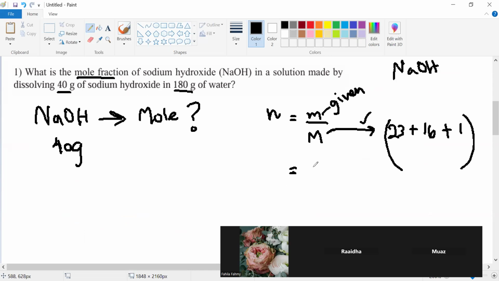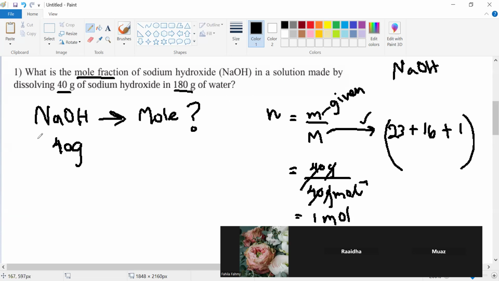40 grams divided by 40 grams per mole, the molar mass. Grams get cancelled for grams. 40 divided by 40 is 1. So the mole minus 1 goes up. It becomes 1 mole. So in 40 grams, there is 1 mole of sodium hydroxide.